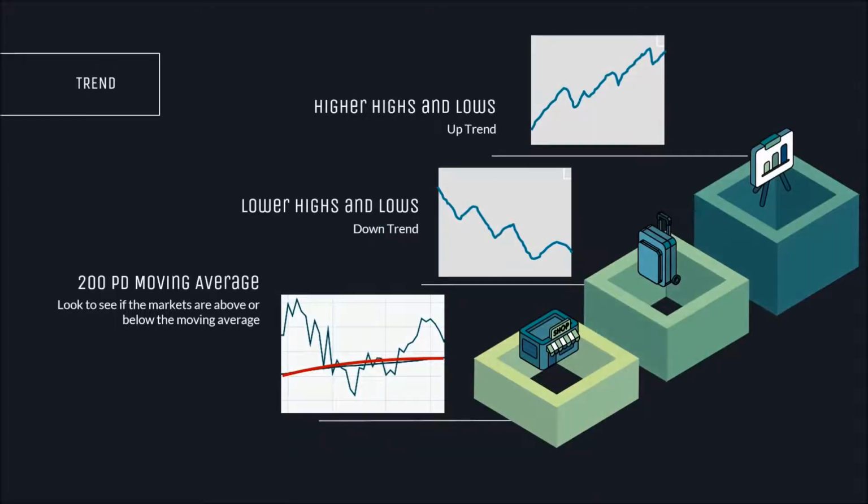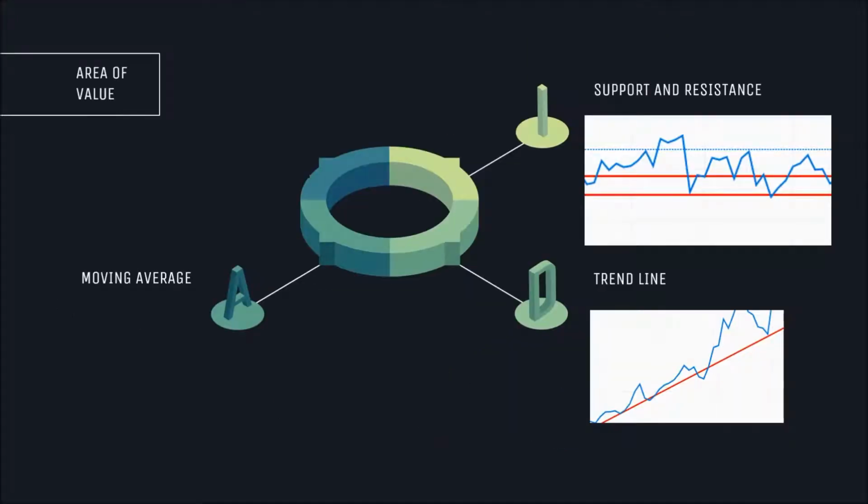Let's start with trend. In trend, you want to see if there are higher highs and higher lows, which symbolizes an uptrend, or lower highs and lower lows, which symbolizes a downtrend. You also want to check out the 200 period moving average. You want to look to see if the markets are above or below the moving average. There are many moving averages, but the 200 period and the 50 period moving averages are some of the most realistic and accurate.